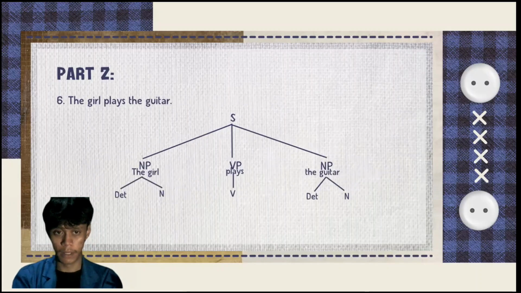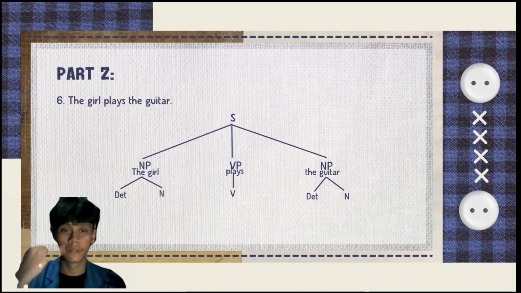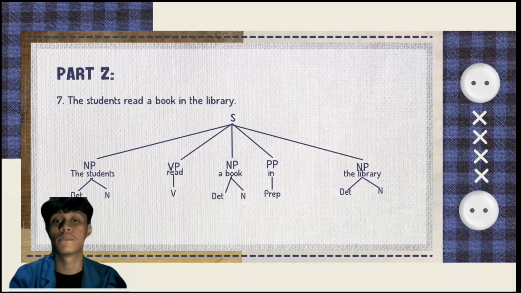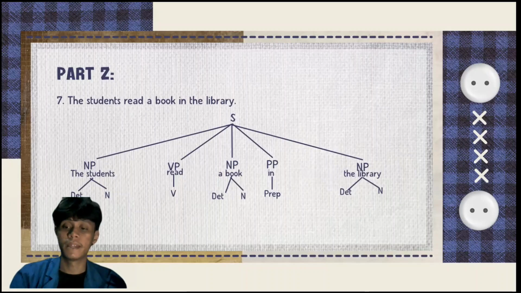Number 6: the girl plays the guitar. The girl is a noun phrase, determiner and noun. Plays is a verb phrase, a verb. The guitar is a noun phrase, determiner and noun. Number 7: the students read a book in the library. The students is determiner and noun, a noun phrase. Read is a verb phrase. A book is a noun phrase, determiner and noun. In is a preposition, prepositional phrase. And the library is a noun phrase, determiner and noun.